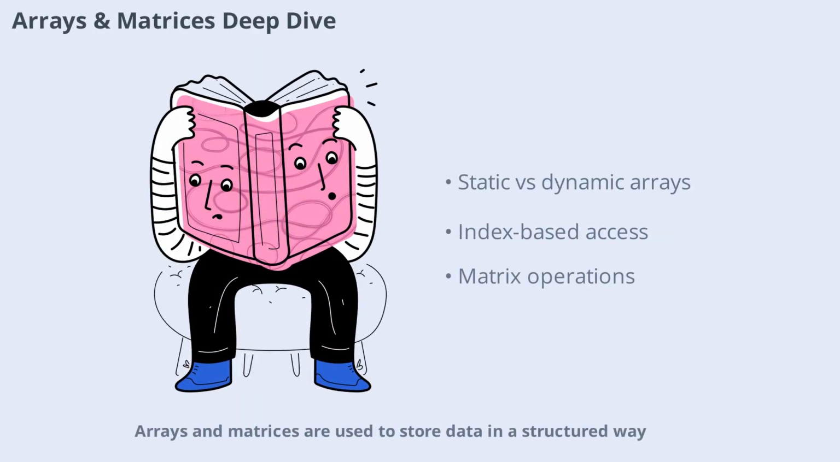Arrays and matrices are used to store data in a structured way. Static arrays have fixed sizes, while dynamic arrays can grow or shrink as needed. Matrices or 2D arrays are essential for representing grids and tables. Understanding memory layout such as row major order helps you write efficient code. Common operations include traversal, insertion, deletion, searching, rotation, and advanced techniques like prefix sum and sliding window.